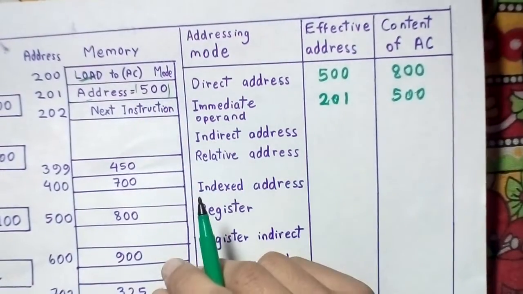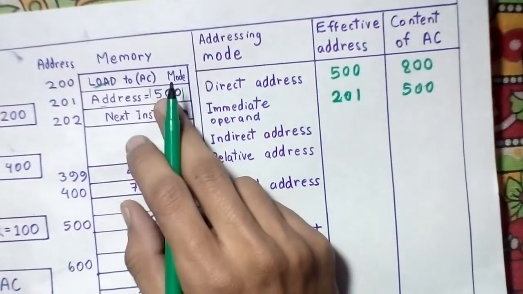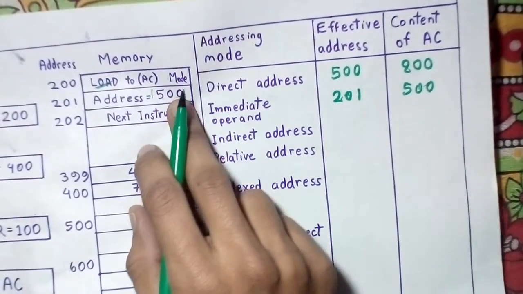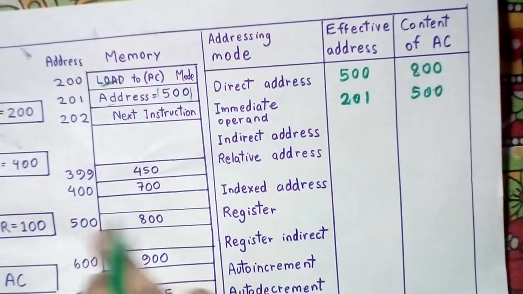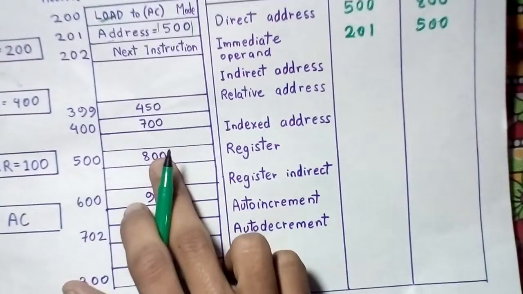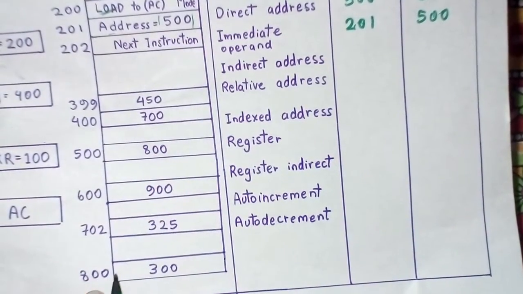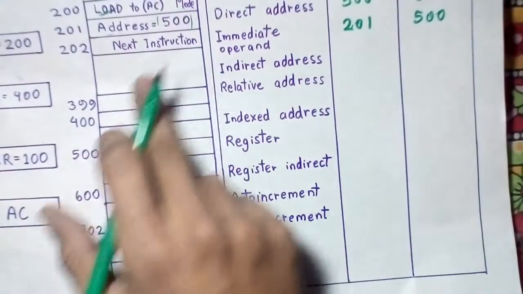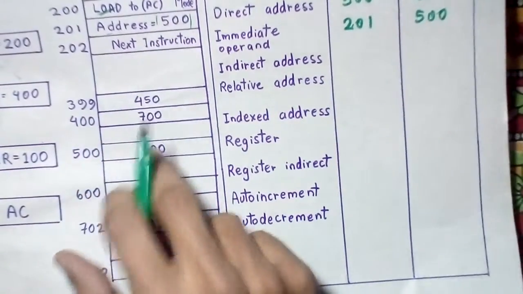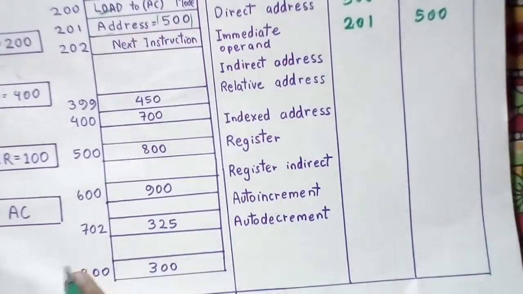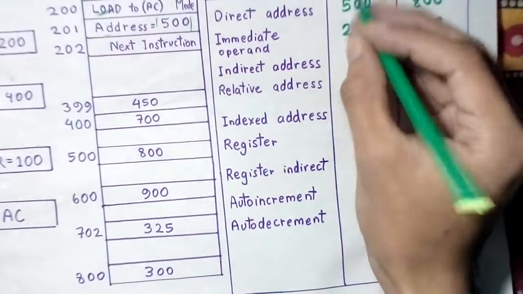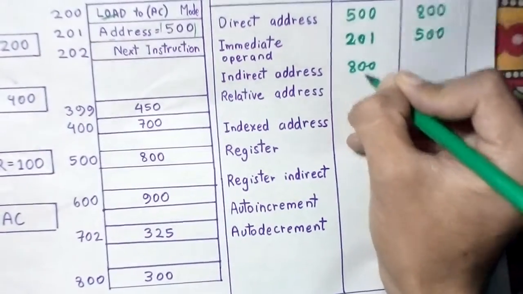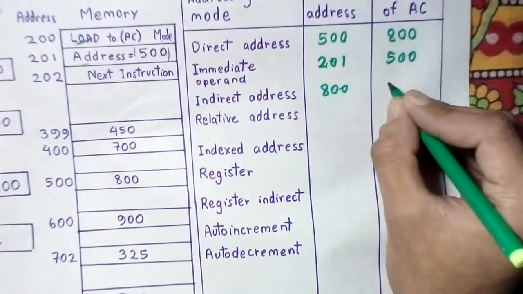Then indirect addressing. In indirect address, whatever address we find here, first we have to go to this address 500, and there we again find another address that is 800, and then in 800 we find the actual operand. So it contains the address where the address of the operand is found. So the address of the operand is 800, which is the effective address, and then the operand value is 300.